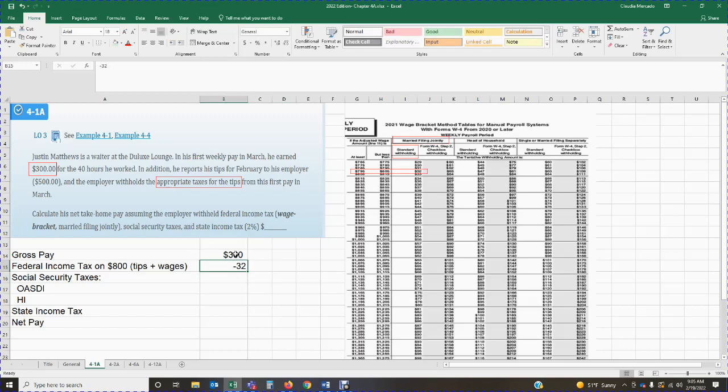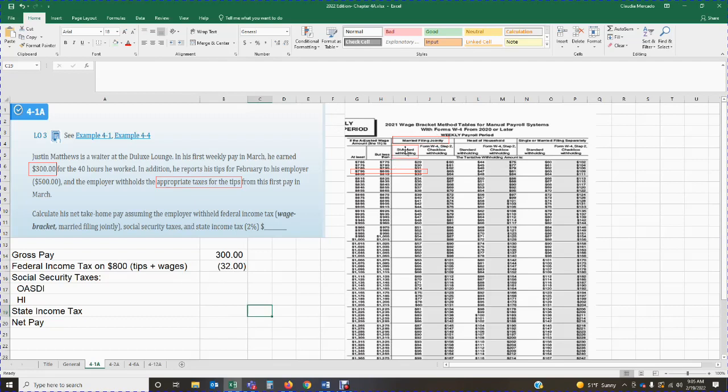Okay, so this is money that we're going to have to take away from the paycheck. So we're going to deduct $32 for federal income tax. Okay. So how did I get that? I went to my weekly period table. I looked at my married filing jointly column.